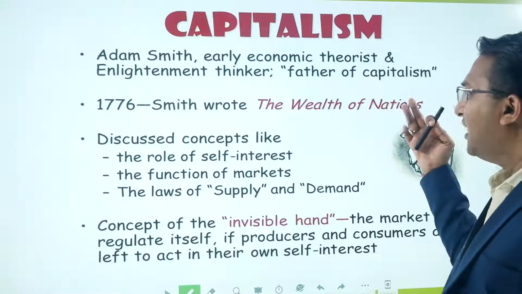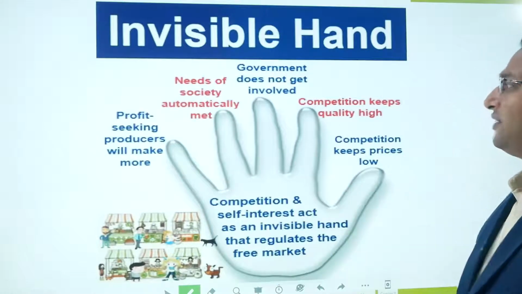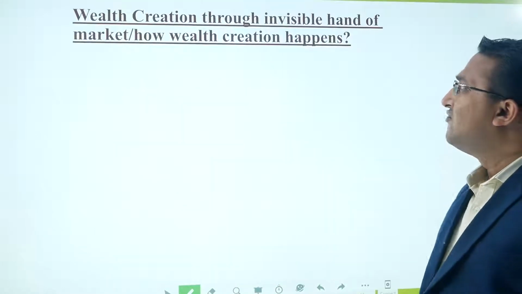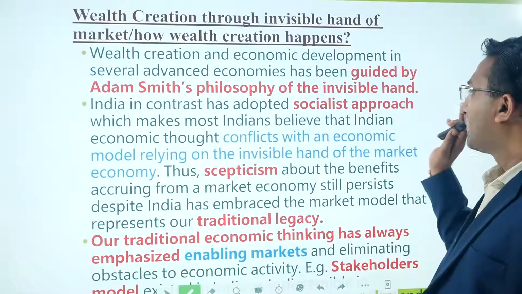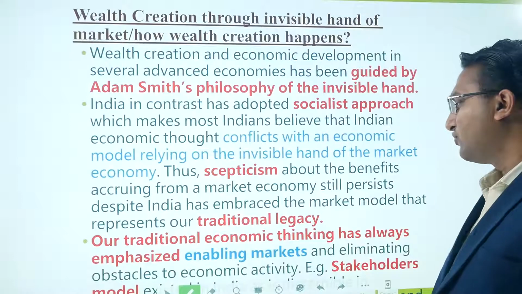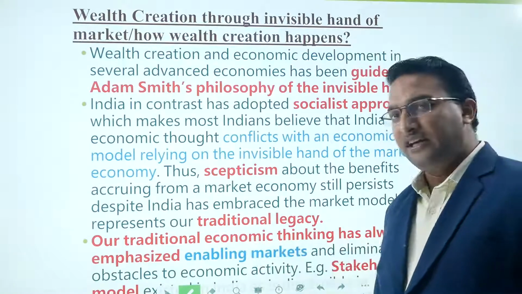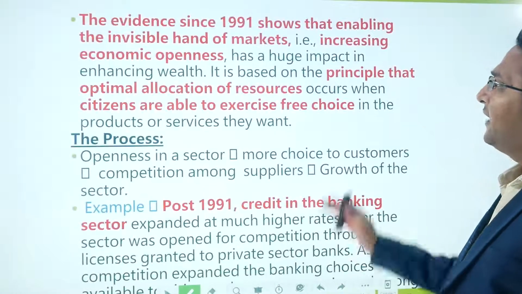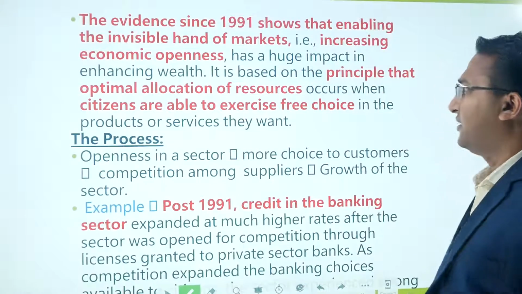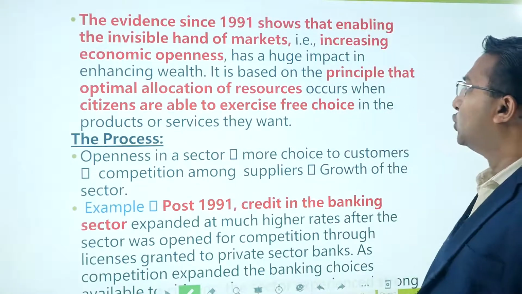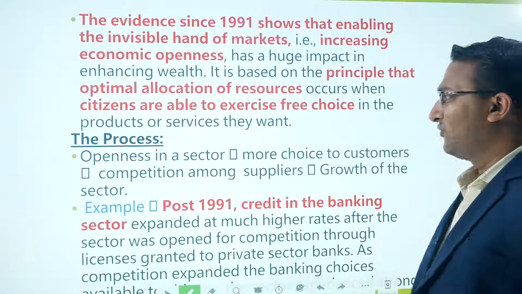Capitalism. The idea was given by Adam Smith. Invisible hand. Wealth creation through the invisible hand. How does it happen? So it happens through the interplay of forces of demand and supply. So enabling the markets is the key. And after 1991, we have enabled the invisible hand of the market, which has resulted in an increase in the openness of the economy and optimal allocation of the resources.